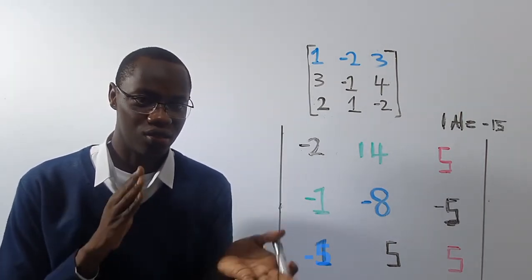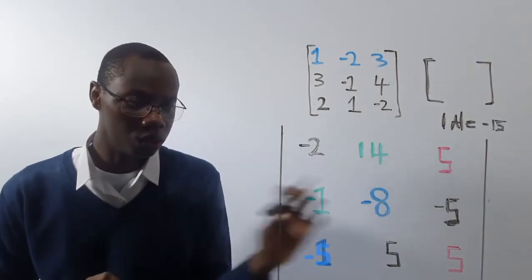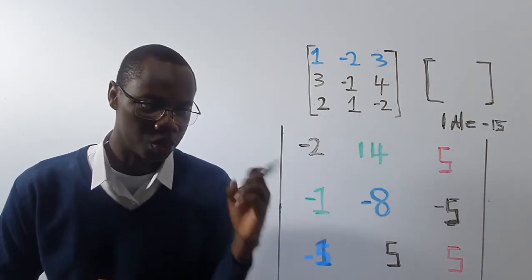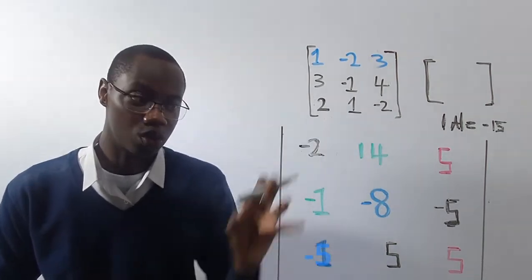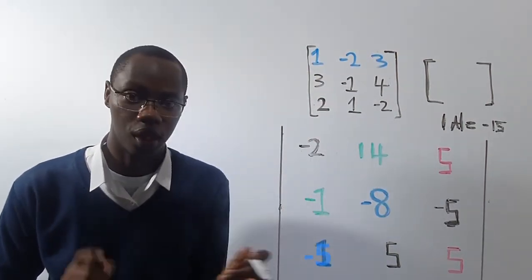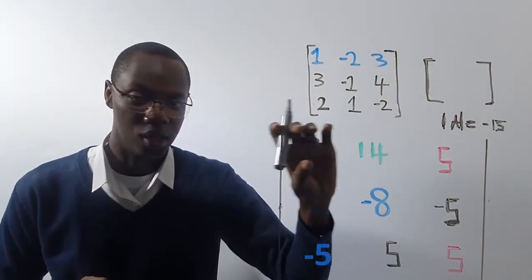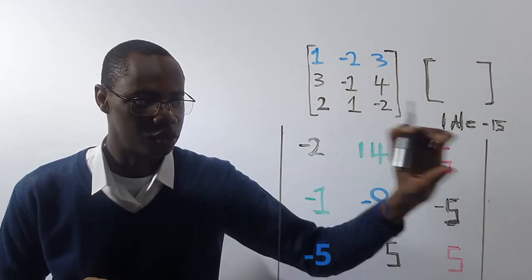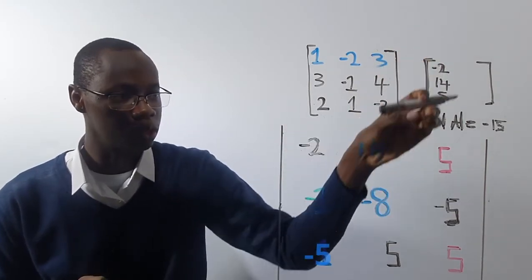The adjoint is the transpose of the cofactor, right? To find the adjoint, all we need to do is transpose this matrix here. So turn the row into column, interchange row and column. So let's try this first row. Turn this first row into the first column, like this. See, I turned this into a column.